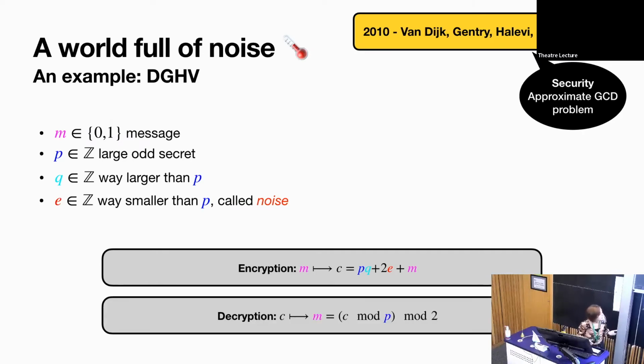Decryption is also very easy. If you know the secret P, you reduce modulo P, which in theory takes away this part. Then you reduce modulo 2, which takes away this part, and the message is what remains. Since we're reducing modulo 2, the message that remains is a binary message. If the parameters are chosen correctly, this should be correct. But something happens if you want to use their homomorphic properties.